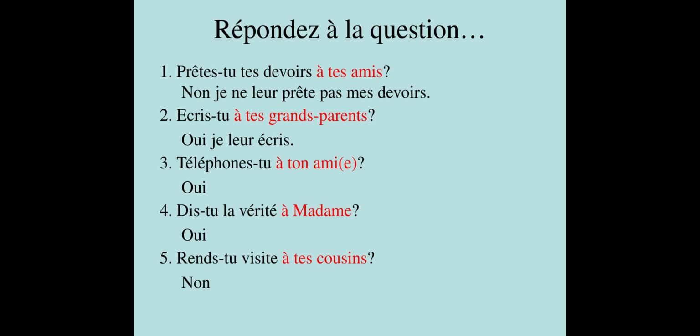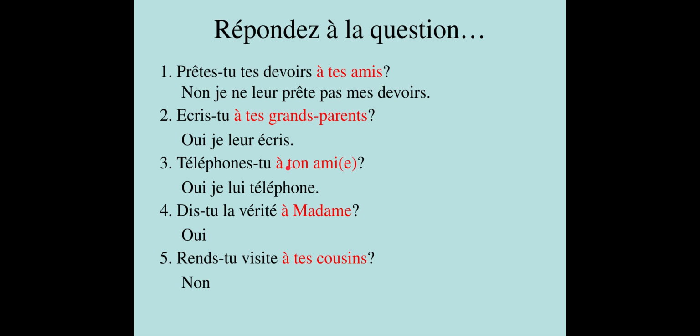Numéro 3, we have téléphones-tu à ton ami? We needed to say oui, je lui téléphone. So yes, I called him. So ask yourself the question, who are you calling, or to whom are you calling? We're calling to my friend. It's really important to notice the à with an accent grave. That's super important to notice.